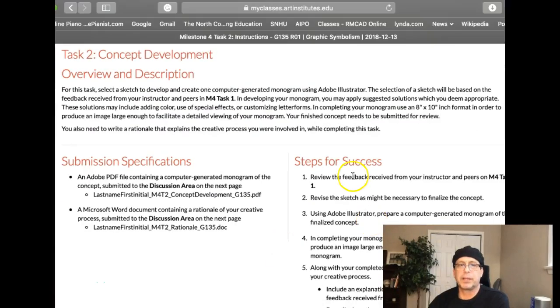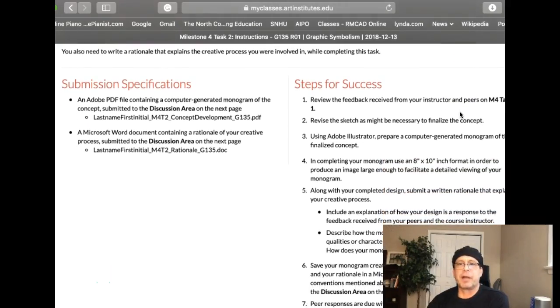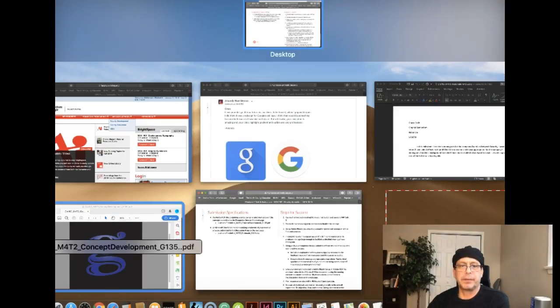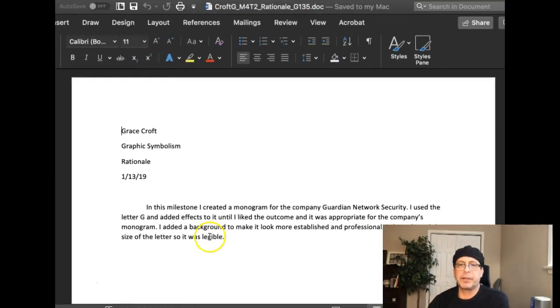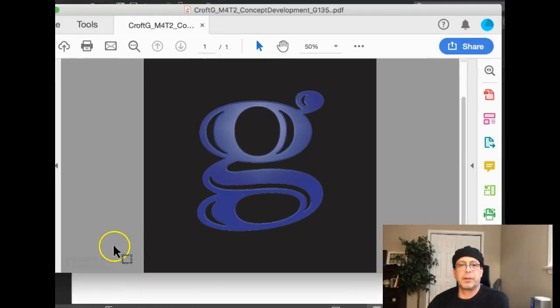I was just taking a look at your writing. You did a good job describing your design decisions, and I think that if we jump over to the logo mark, I'm sorry, the monogram itself, yeah, I think it's clean.